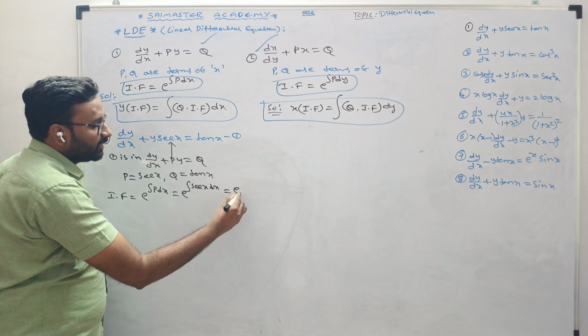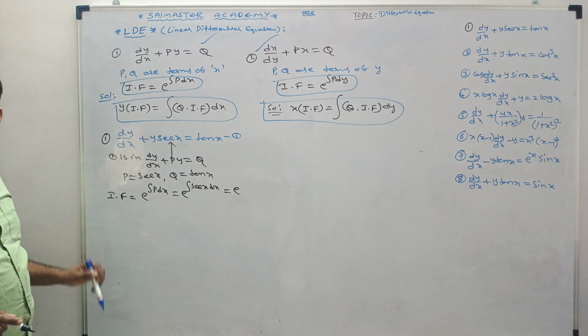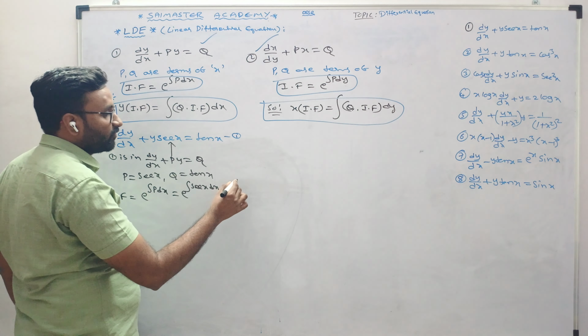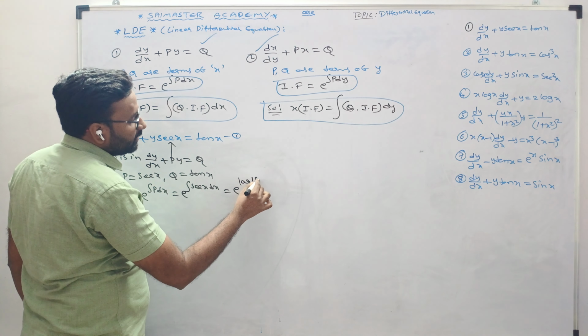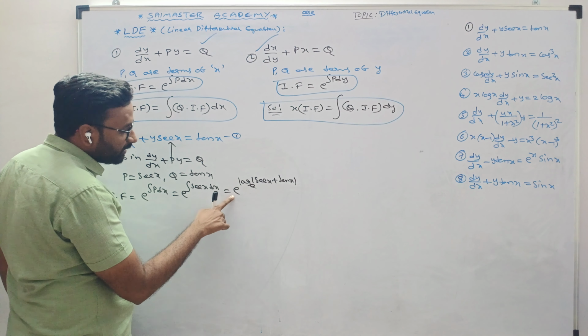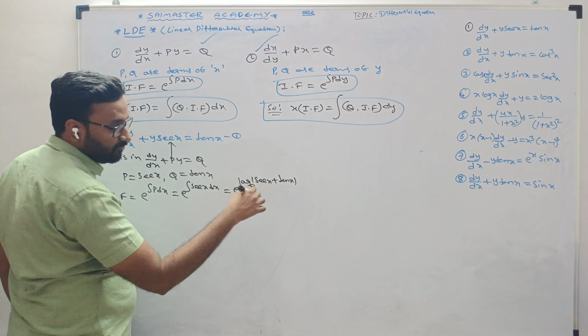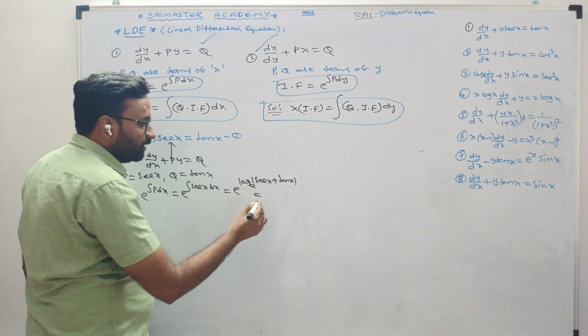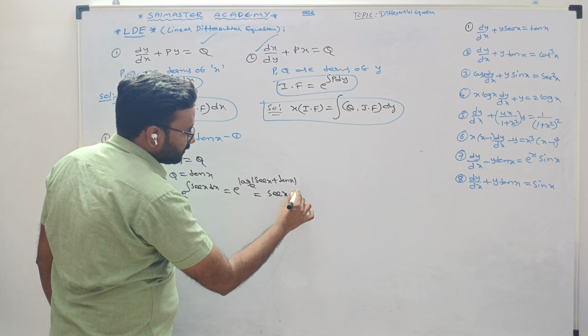What is integral secant x? Integral secant x is log mod secant x plus tan x. You have to know the formula. Log mod secant x plus tan x base e. But e power log f of x base e is f of x only. That is also a formula. So you will get secant x plus tan x.